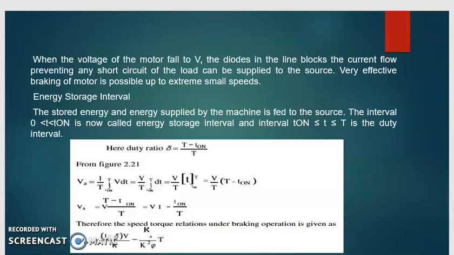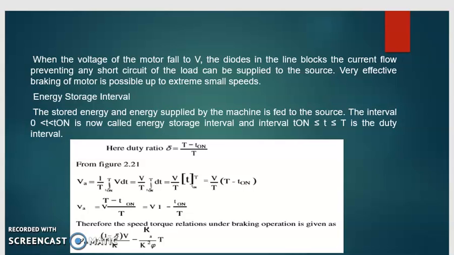When the voltage of the motor falls to V, the diodes in the line block the current flow, preventing any short circuit of the load and the energy can be supplied to the source. Very effective braking of the motor is possible up to extremely small speed. The stored energy and energy supplied by the machine is fed to the source.